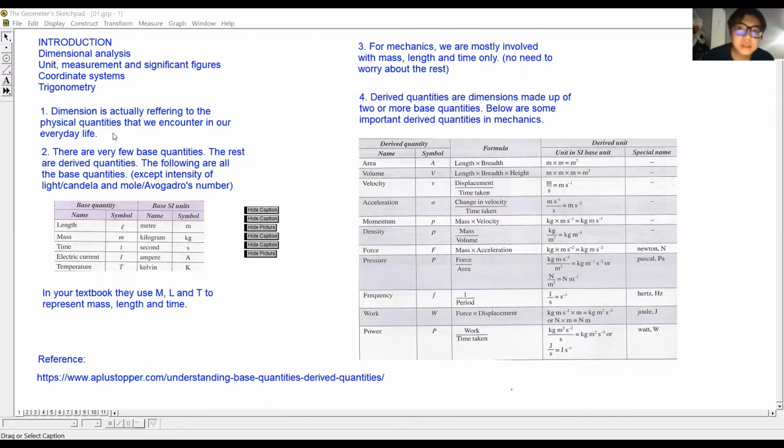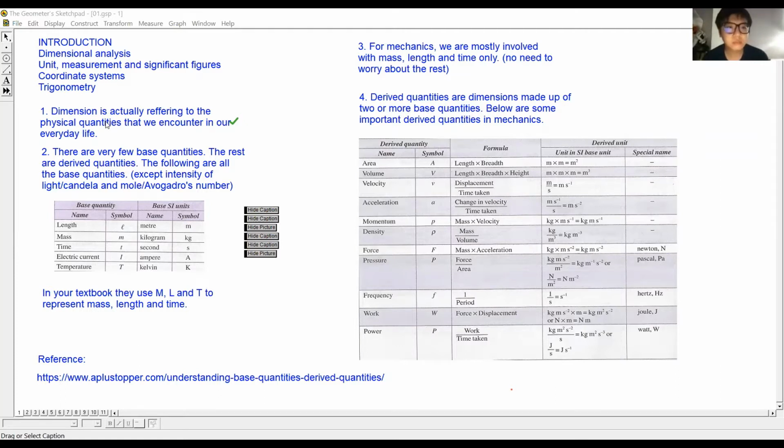Okay, first one, we talk about the dimensions, right? So when we talk about dimensions, we are referring to the physical quantities. This part, thick green color. Now, what is a physical quantity? A physical quantity is something that can be measured. It has units, okay? It has magnitude, that means it has size.